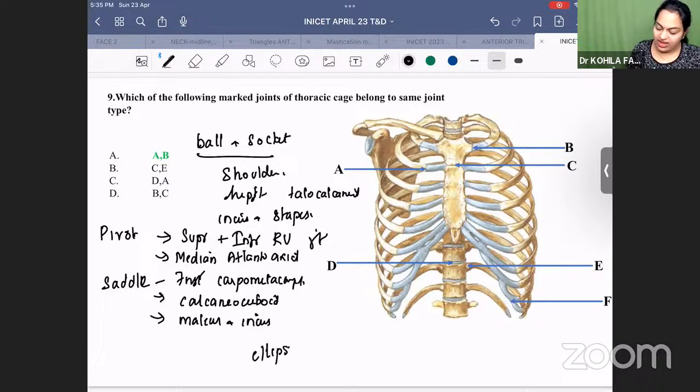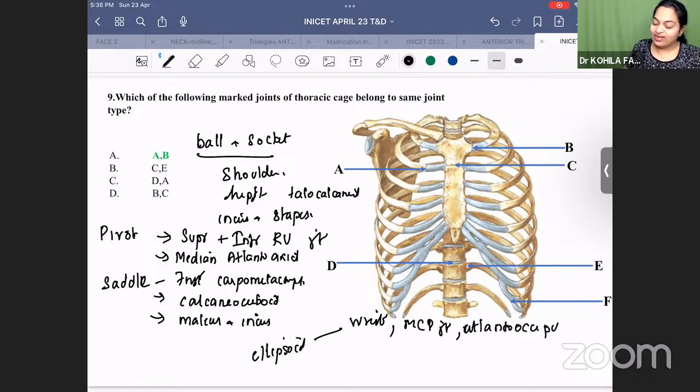Ellipsoid. Do you want to tell what are the ellipsoid synovial joints? Wrist joint, metacarpophalangeal joint. Yes, and the joints of yes. What are the joints of yes? The atlanto-occipital joint, right? Very good. Those are the joints of yes. They are also ellipsoid joints.